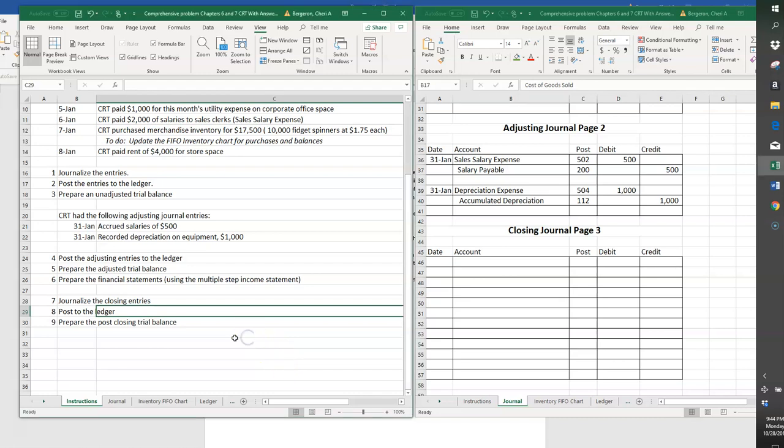Hi, and welcome to video number three of our comprehensive chapter six and seven problems. So now we are going to be working on steps seven, eight, and nine. We're going to journalize our closing entries, post those to the ledger, and prepare the post-closing trial balance.